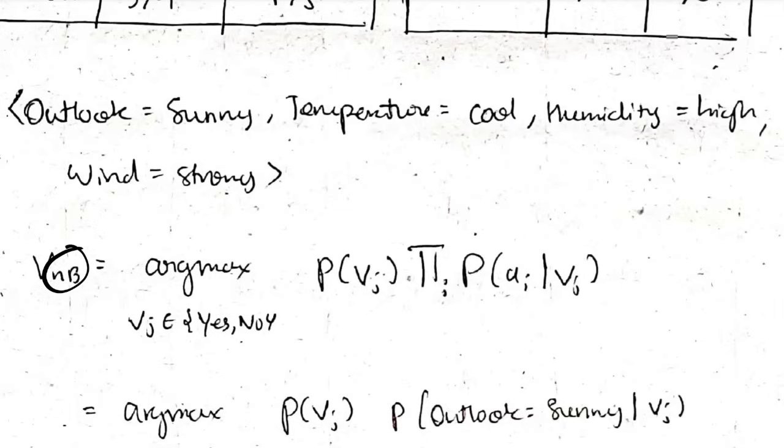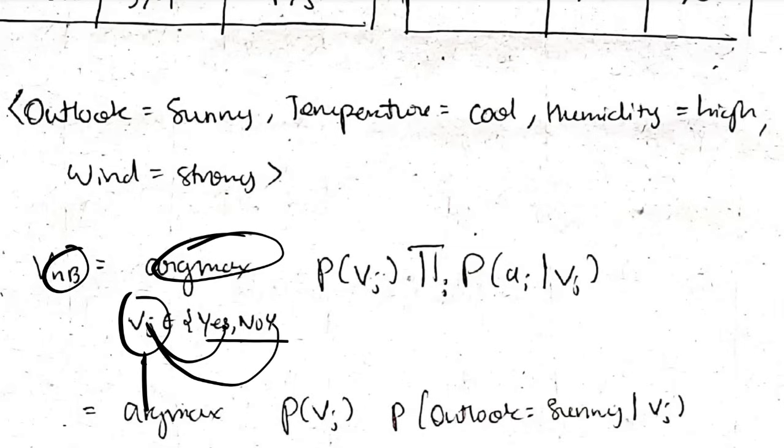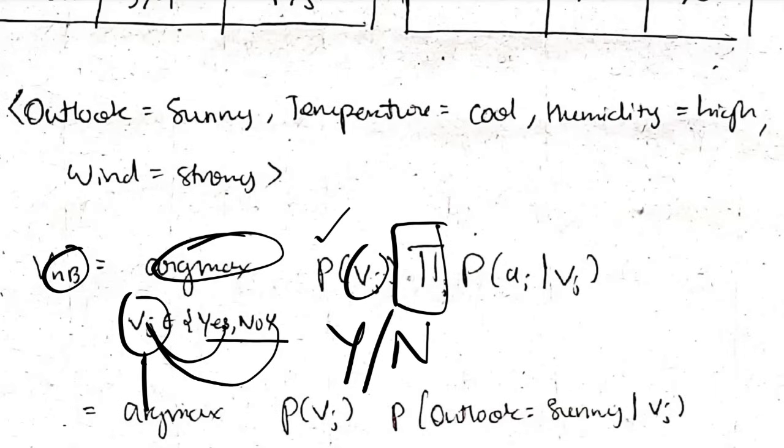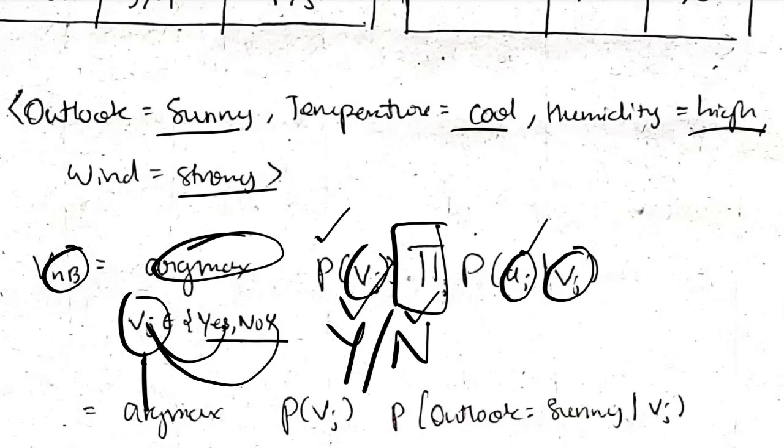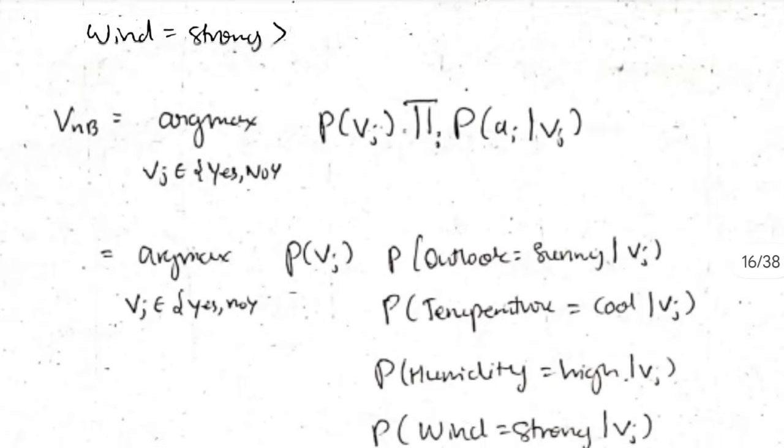V of NB is argmax over Vj, where Vj is yes or no. Vj is the final output. J can be either yes, J can be either no. Probability of Vj, which is probability of yes and probability of no. Two cases we will consider, and we will multiply all the terms where A of i has occurred given Vj. A of i can be sunny, cool, high and strong. Sunny, cool, high and strong for yes one time we will do. Sunny, cool, high, strong for no we will do. We will calculate both of the answers. Then we will see which is more probable. That is my final answer.